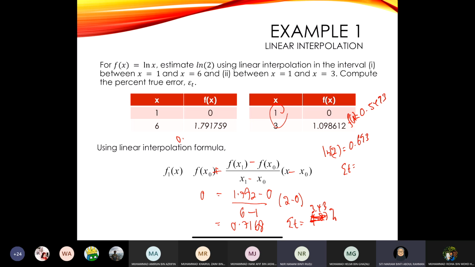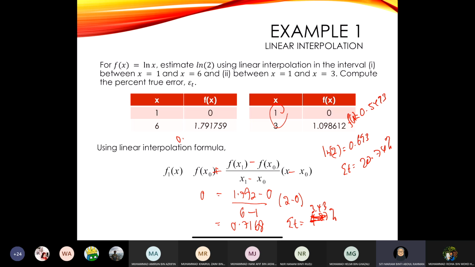Lima 58.5. Ya ke? Kenapa saya dapat lain? Popular 0.63693, 0.45493, bagi... saya dapat 20. 20.74.